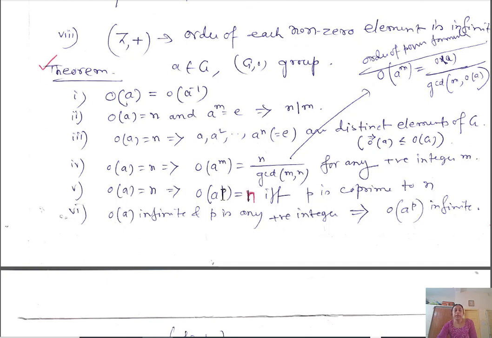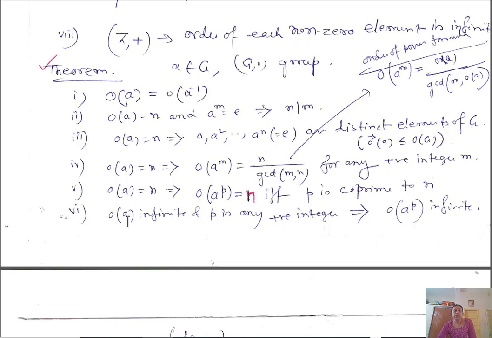Okay, so order of A to the power, instead of m you are taking p. So order of A to the power p is n if the GCD of p comma n is 1, if the denominator is 1. So this is what is written here, both ways, if and only if. You can prove these things very easily from this.